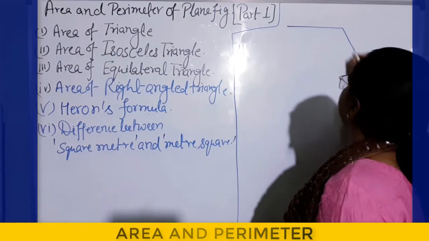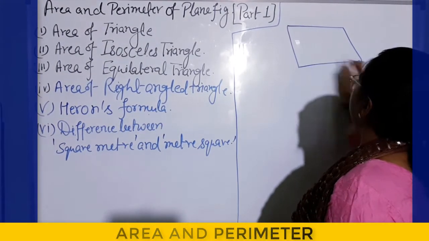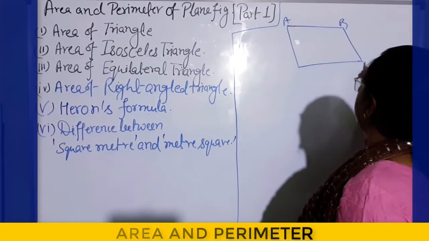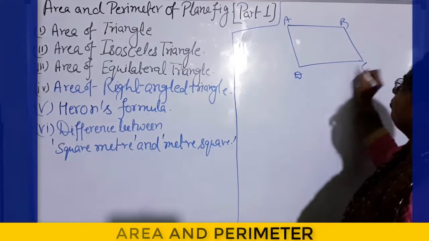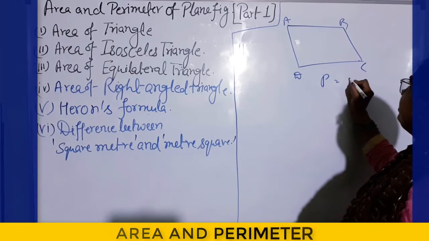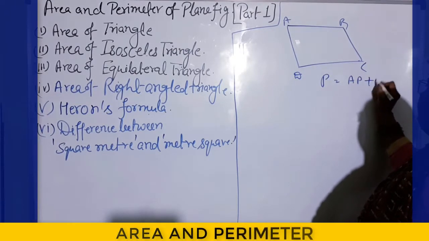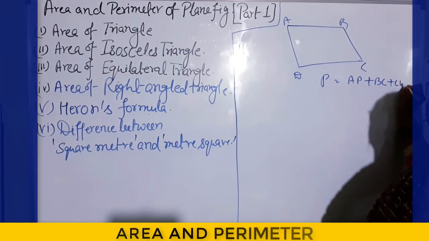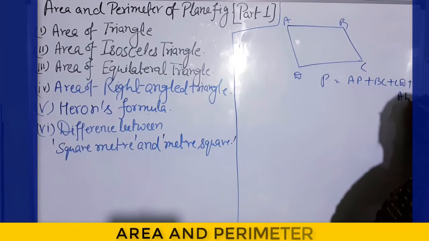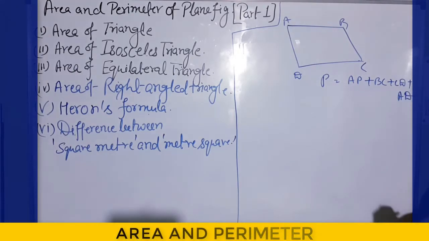Suppose there is a quadrilateral A, B, C, D. The length of the boundary, it means perimeter is equal to AB plus BC plus CD plus AD. It is the perimeter.